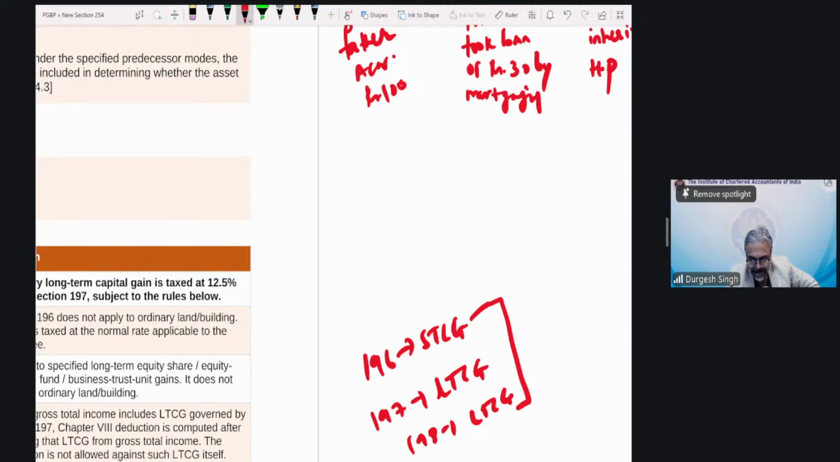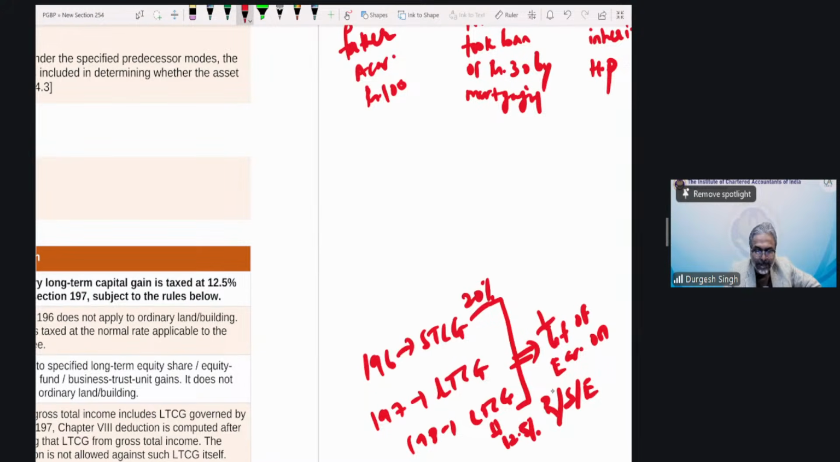They are applicable on transfer of equity shares on a recognized stock exchange, on which STT is paid. STCG is 20%, LTCG is 12.5%, but in excess of 1.25 lakhs. All of you are aware of that, isn't it?